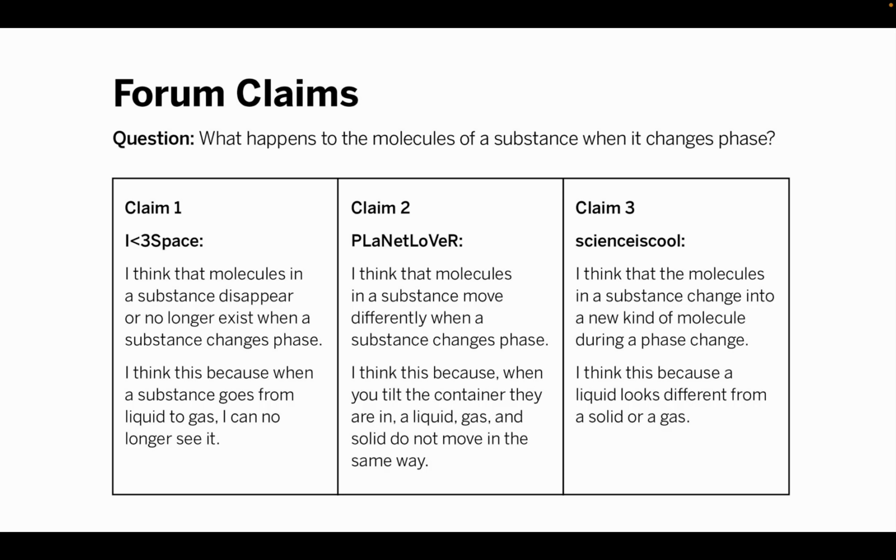Now, claim number 2 from Planet Lover says, I think that molecules in a substance move differently when it changes phase. I think this because when you tilt the container that they're in, a liquid, gas, and a solid do not move in the same way. And then claim number 3 from Science is Cool says, I think that the molecules in a substance change into a new kind of molecule during a phase change. I think this because a liquid looks different from a solid or a gas.